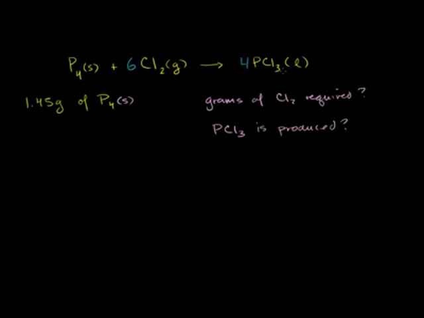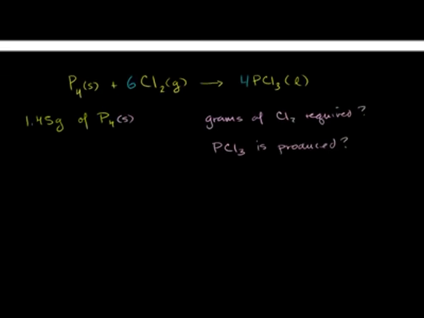Now, the next thing we have to do, now that we know that we have a balanced equation and we can get into the meat of the problem, is figure out how many moles of phosphorus we're dealing with. Because once we know the moles, we can use the stoichiometric ratios, which is essentially saying, look, for every mole of that, I need 6 moles of that, and for every mole of that, I'm going to produce 4 moles of that. So you want to get it all in terms of moles. So let's figure out how many moles of phosphorus we have on our hands.